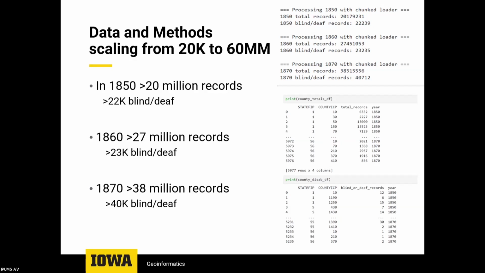So 22,000 blind or deaf as of 1850. 1860, over 27 million records with 23,000 blind or deaf. 1870, over 38 million records with an increase of 40,000 blind or deaf. I have not currently included 1880 or 1900, and that is intentional for 2 reasons. The first is technical. 1880 and 1900 full count files are extremely large, and I currently don't have the computing power available. I will be processing these later in the next few months using chunked workflows in cloud-based environments. And the other factor is historical.